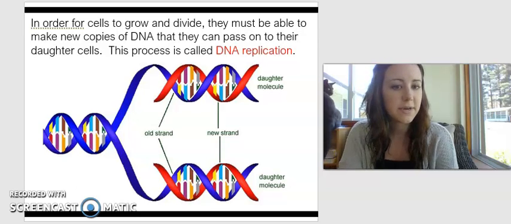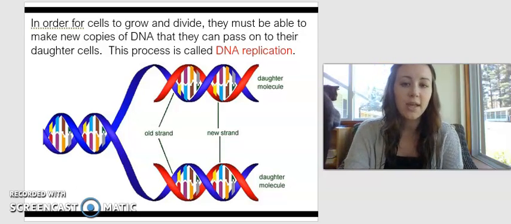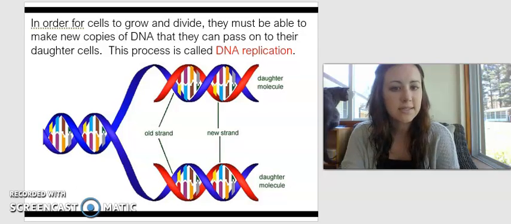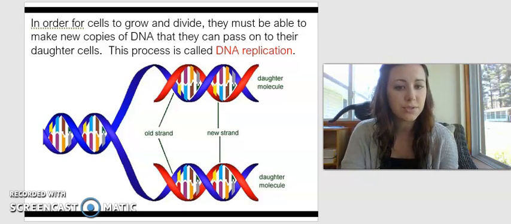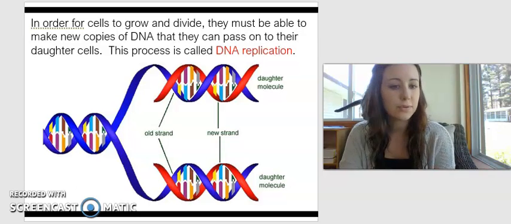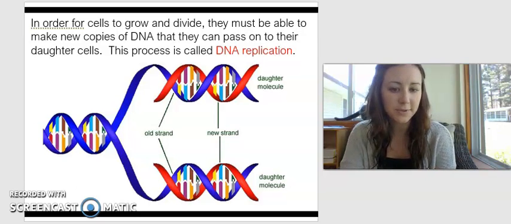Now we started talking about DNA replication too. And our cells are constantly growing and dividing. And in order to do that, they have to be able to make copies of the DNA that was in the cell originally. And in order to pass on the DNA or the genetic code to the daughter cells, they have to go through a process known as DNA replication.